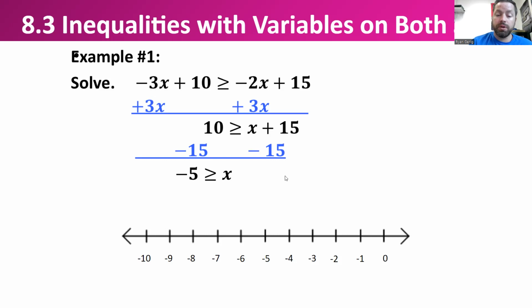Open circle, closed circle? Well, this one should be closed because negative 5 is a solution. And we want all the numbers that make this true. So negative 5 is bigger than what numbers? Well, negative 5 is bigger than negative 6, negative 7. So we shade to the left.